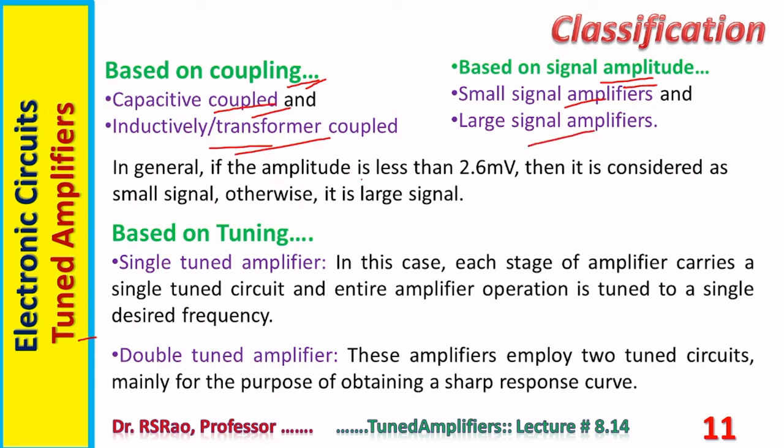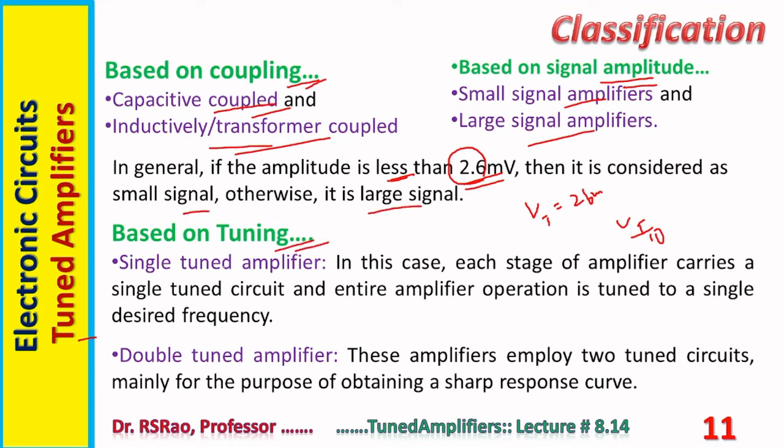In general, if the amplitude of the signal is less than 2.6 millivolts, what is this 2.6? VT, the volt equivalent of temperature, is 26 millivolts. 2.6 is VT by 10. Notice the amplitude should be much less than, not ordinarily less than, 2.6 millivolts. Then it is a small signal amplifier, otherwise large signal.